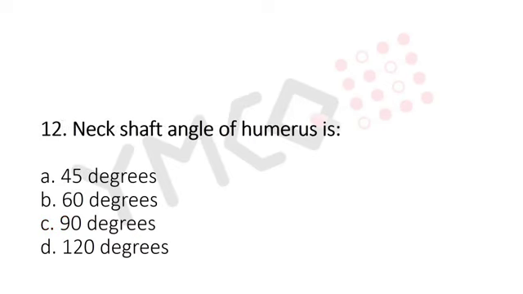Neck shaft angle of the humerus is option A, 45 degree, option B, 60 degree, option C, 90 degree, option D, 120 degree. And the answer is option A, 45 degree. Now let's move to question number 13.